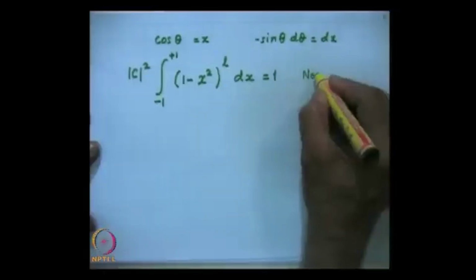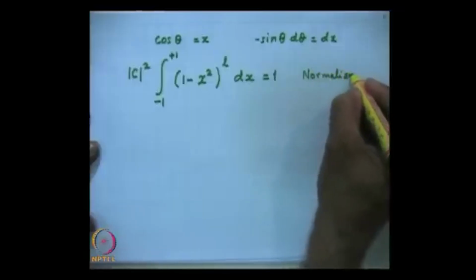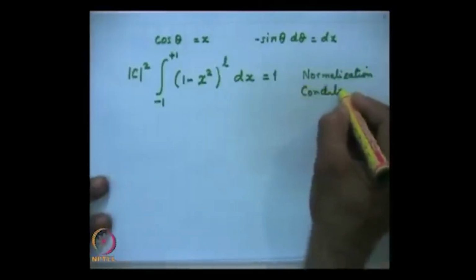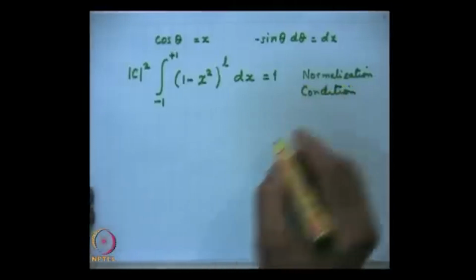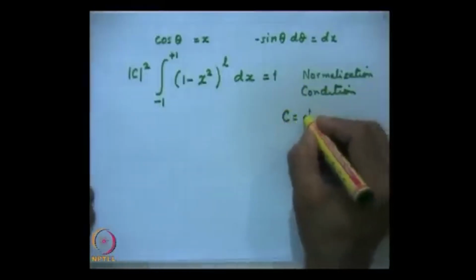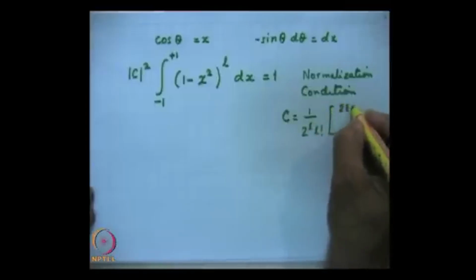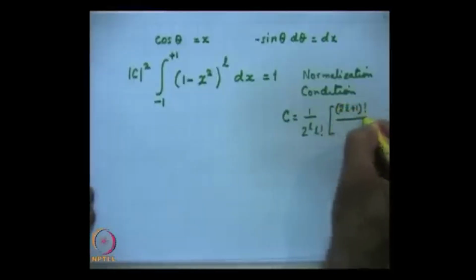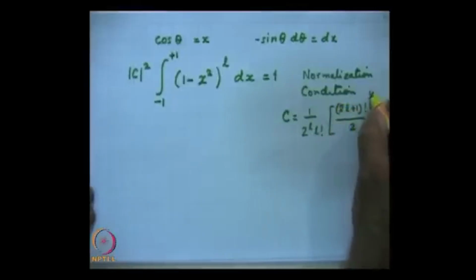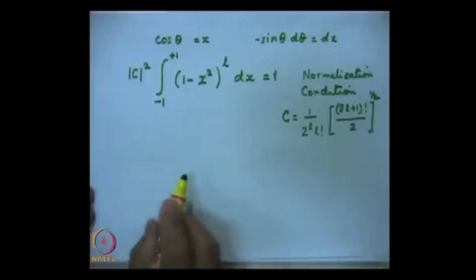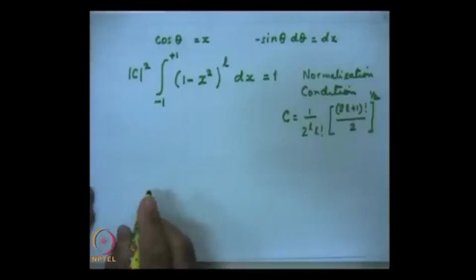If I carry out the integration, I will get C is equal to 1 over 2 to the power of L factorial times the square root of (2L plus 1) factorial divided by 2. It is a little cumbersome formula. So, what I am going to tell you today is that if you do not remember the value of C, then you can very easily calculate it by brute force integration.